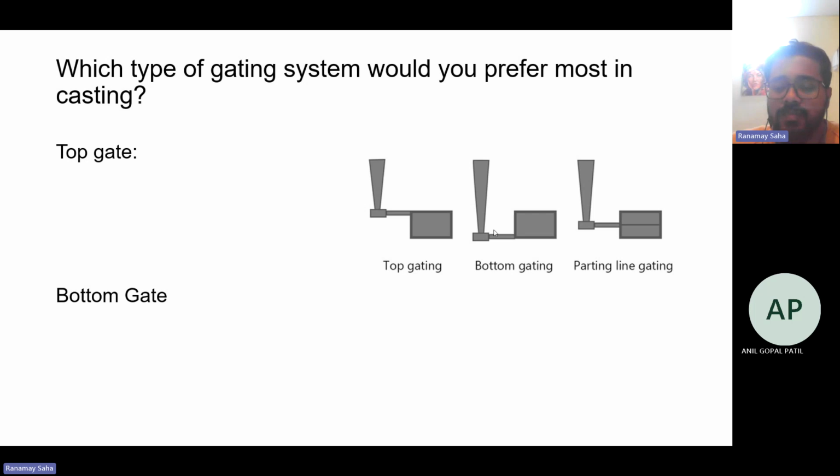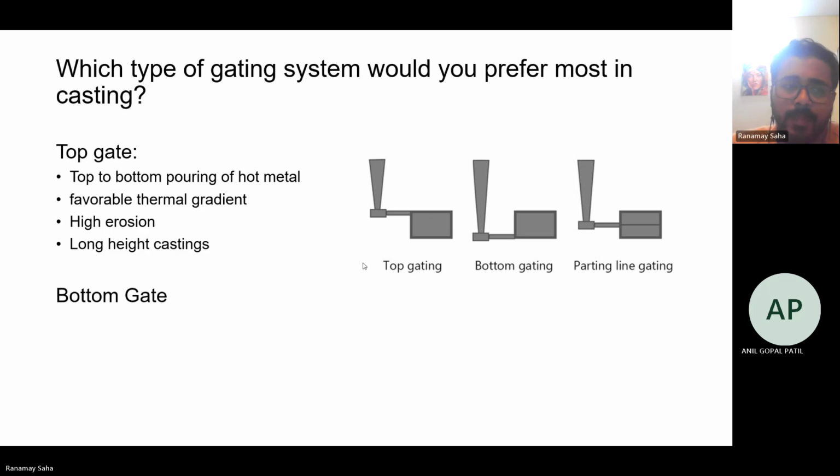Just the opposite of that is bottom gating. The metal comes in from the bottom and starts filling the mold cavity bottom up. So the gradient here follows just the reverse of what happens in top gating. So what are the advantages of top gating? It happens from top to bottom under gravity, so the rate is quite high naturally. The cooling rate is quite high naturally. Time taken is less. Then you have a favorable thermal gradient because the first layer gets cooled and then the next layer comes in and cools down, and that goes on happening.